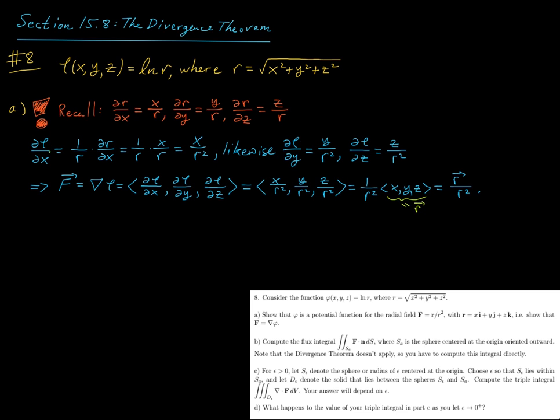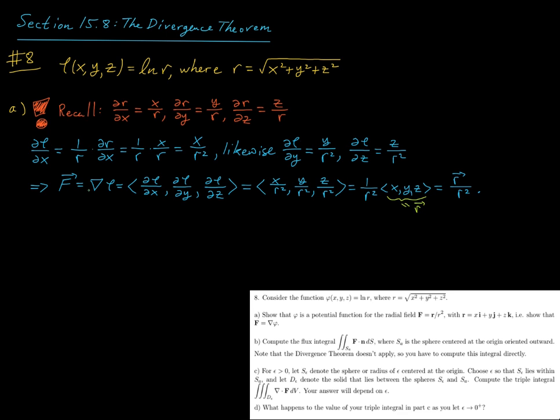So the x derivative of phi will be 1 over r, because I'm differentiating a logarithm. And then I have to multiply by the derivative of what's inside. So I'm going to, in other words, differentiate r with respect to x. And what we just said right up here is that the x derivative of r is just x over r. So we get that the x derivative of phi is x over r squared. And likewise, the y derivative of phi is y over r squared, and the z derivative of phi is z over r squared.